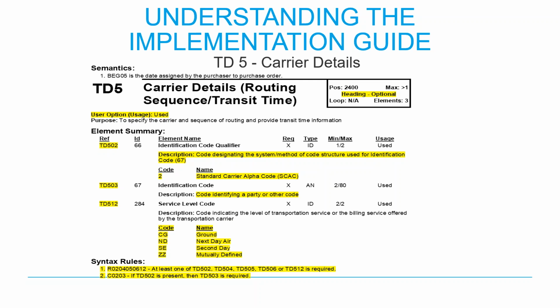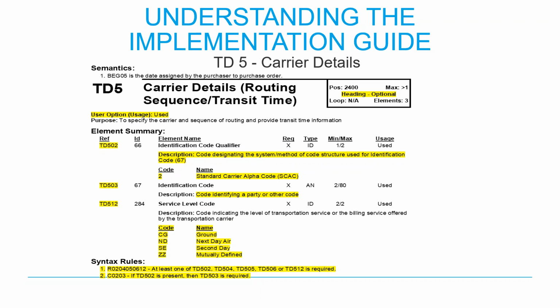And then in the TD512 is the service level code. So they're telling you you can send CG if it's a ground shipment, ND if it's next day air, SE if it's second day, or ZZ if it's mutually defined. And a lot of times we handle this by a cross-reference table, a ship to cross-reference table, or it's mapped on the inbound document to a UDF.